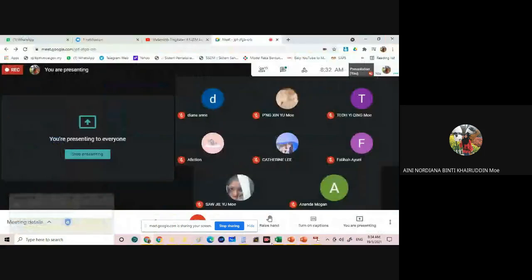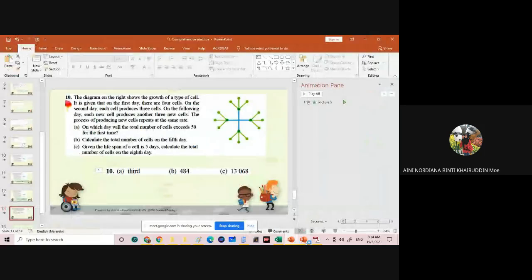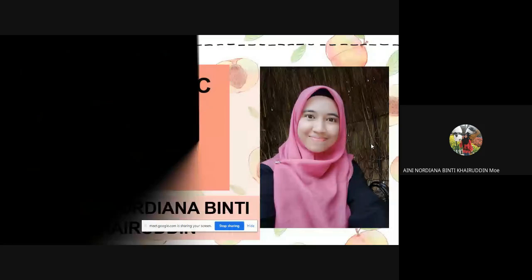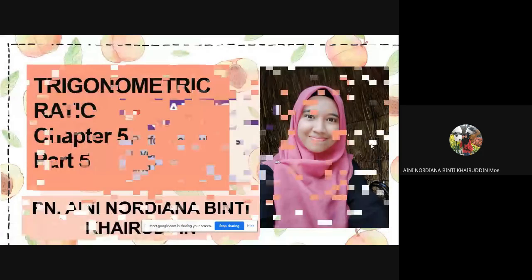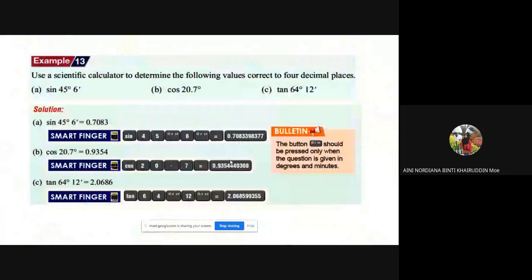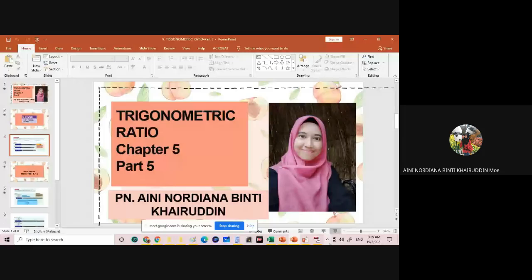Okay, now we continue our subtopic. Our learning standard for today's lesson: perform calculations involving sine, cosine, and tangent. Use Example 13. Use a scientific calculator to determine the following values, correct to 4 decimal places. I will show you how. Take your calculator.